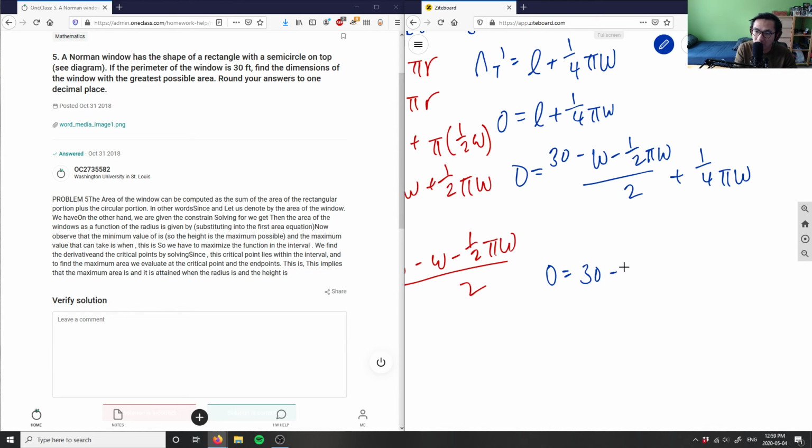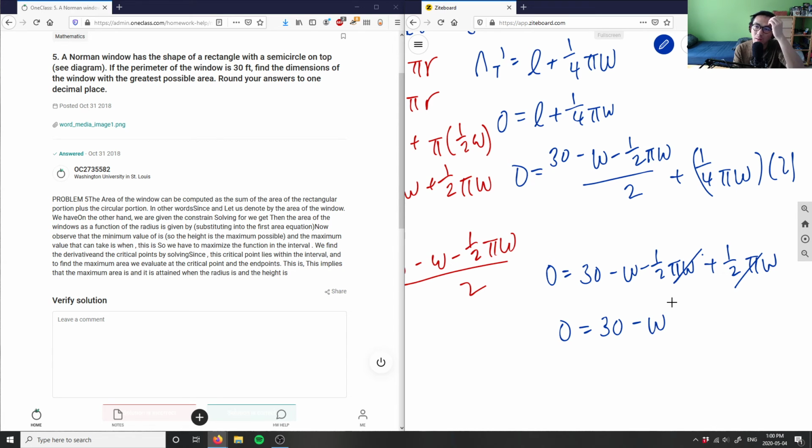I get 30 minus w minus half pi w. In this case, I can multiply this term here by 2, right? And this here would give, I would get half pi w here. These two guys cancel out. Pi w and half pi w cancel out. So 0 here equals 30 minus w. And then I would get negative 30 equals negative w, and w here equals 30 here.